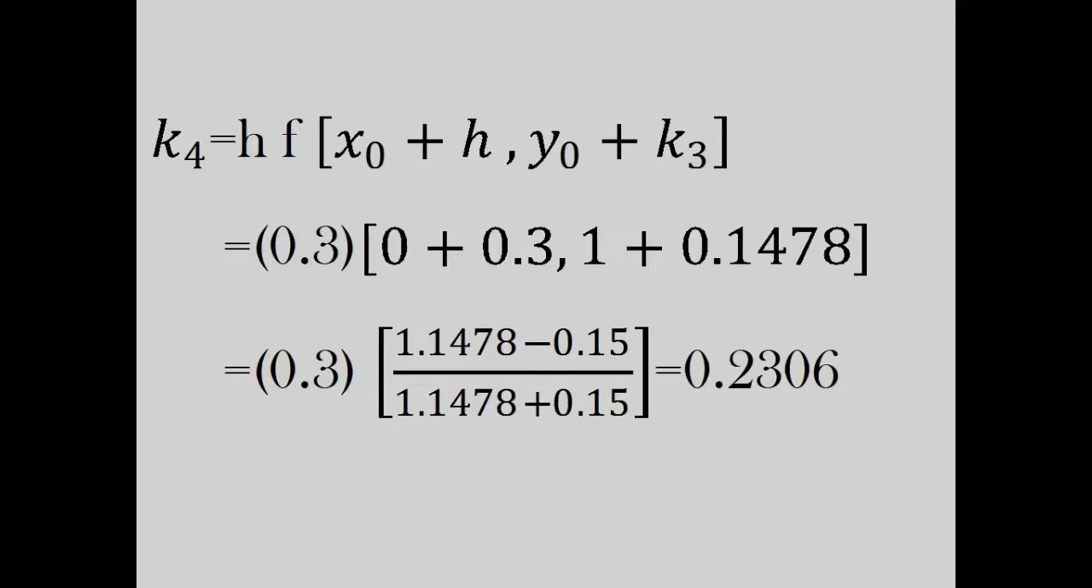For your k4, h f of x naught plus h, y naught plus k3. So equals 0.3 f of 0 plus 0.3, 1 plus 0.1478, equals 0.3 times 1.1478 minus 0.3 over 1.1478 plus 0.3, and you will get k4 equals 0.2306.